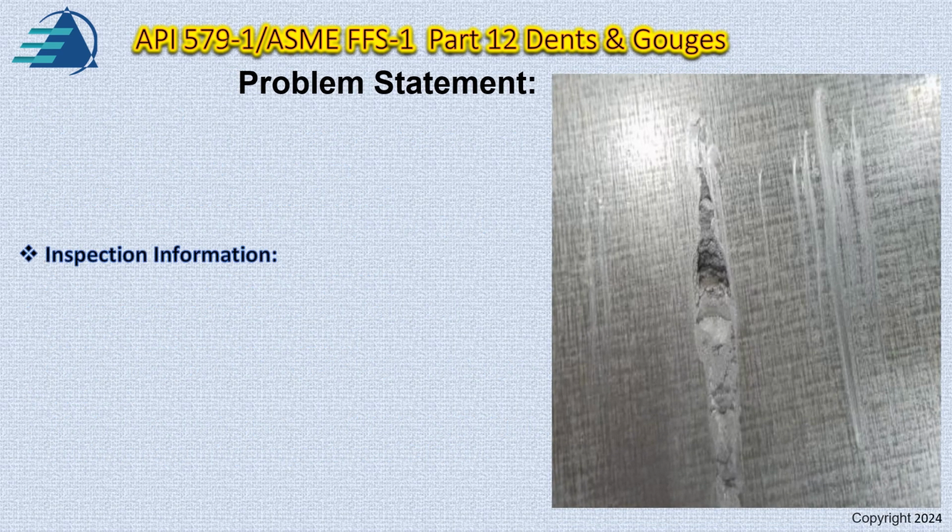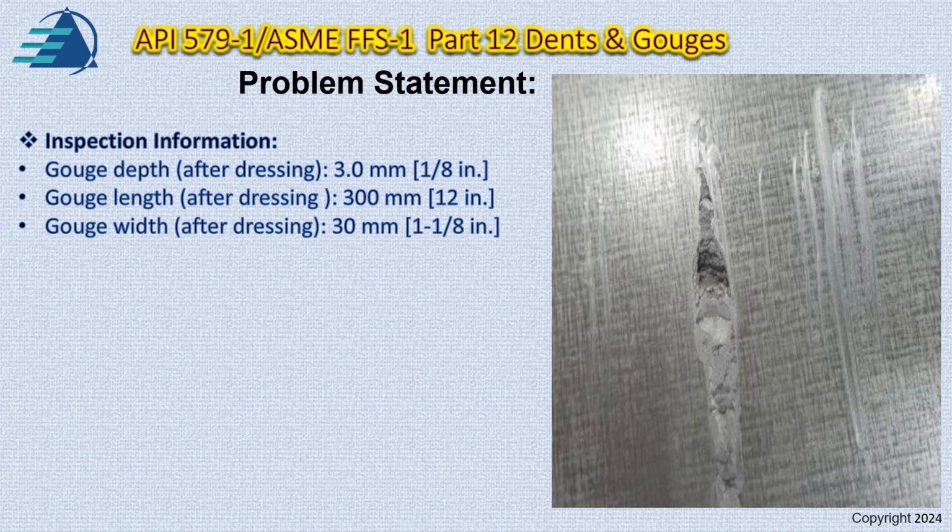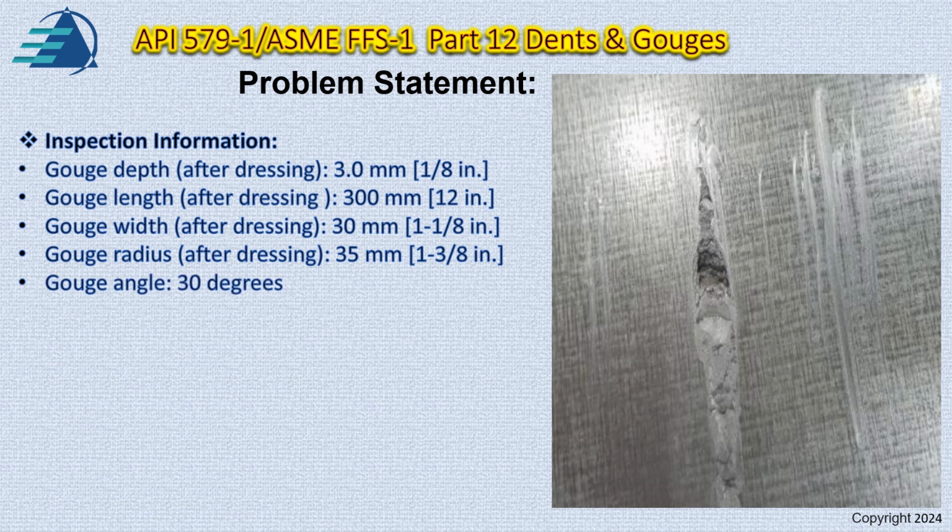Let's take a look at the inspection information. The gouge depth after dressing is 1/8 of an inch, and that's removing the work hardening from the surface. The gouge length after dressing is 12 inches. The gouge width after dressing is 1 1/8 inch or 30 millimeters. The gouge radius after dressing is 35. The gouge angle is 30 degrees. The following slides will talk more about that.